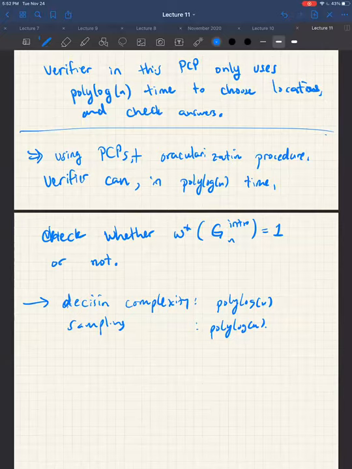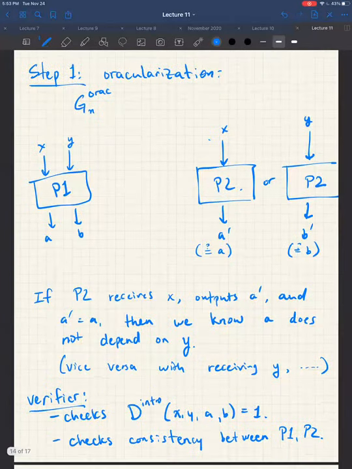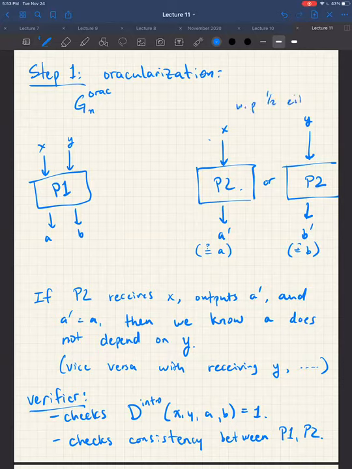Back in step 1 in oracularization. When P2 does these two things, when you say or, do you mean you flip a coin and you choose one? Yeah, so it's with probability 1/2 either. Right, I see. Good question.